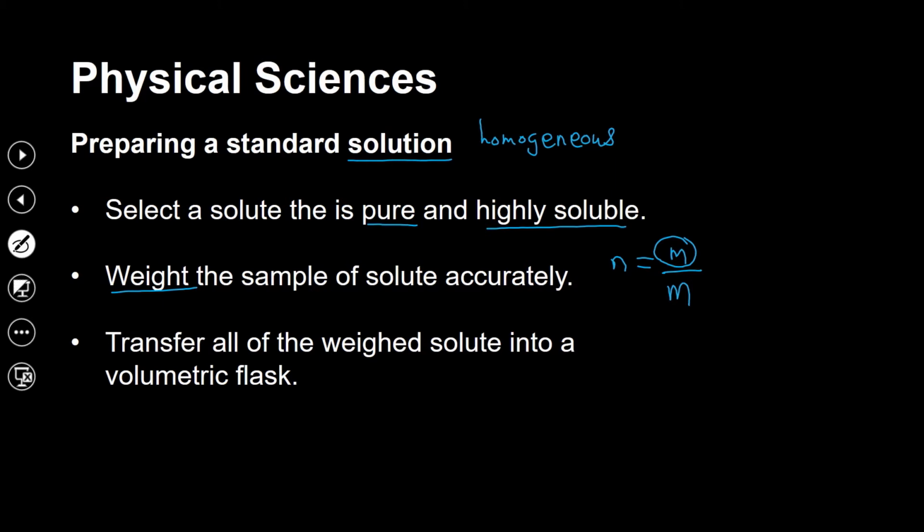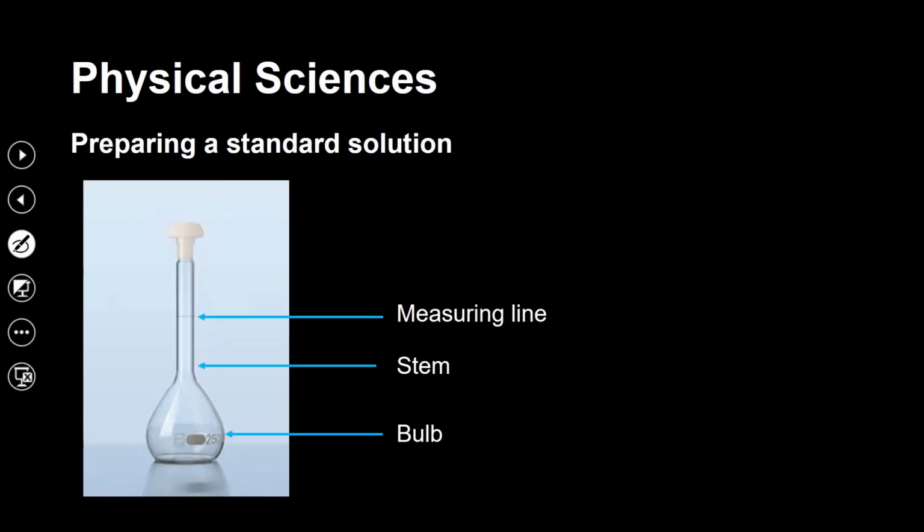Then after that, we can transfer the weighed solute into a volumetric flask. A volumetric flask would give us a fixed volume of a solution. And if you talk of a volumetric flask, this is how it looks, okay? So it's got a measuring line. In this case, say for argument's sake, it is a 250 mL flask, okay, that's the volume.